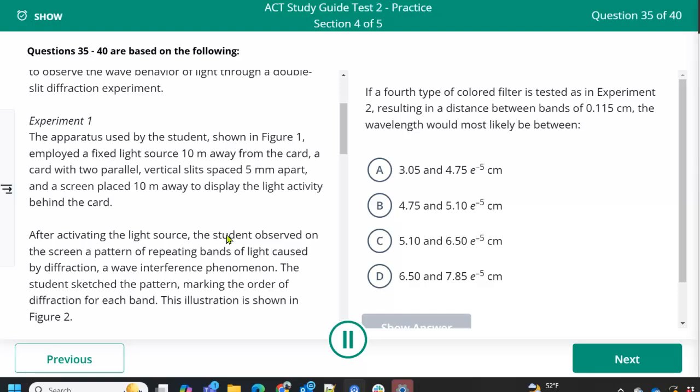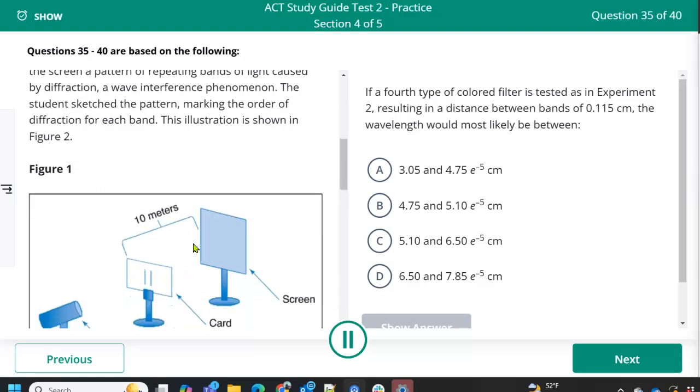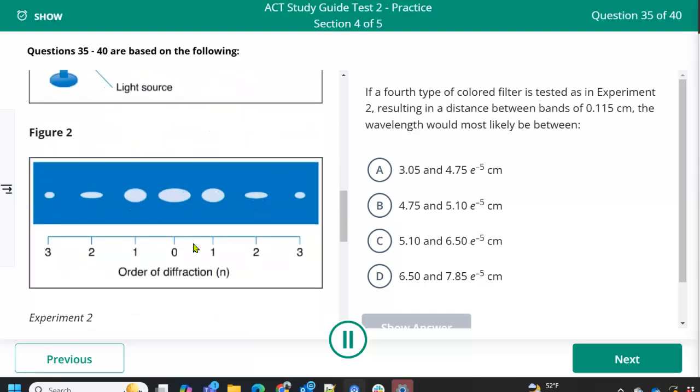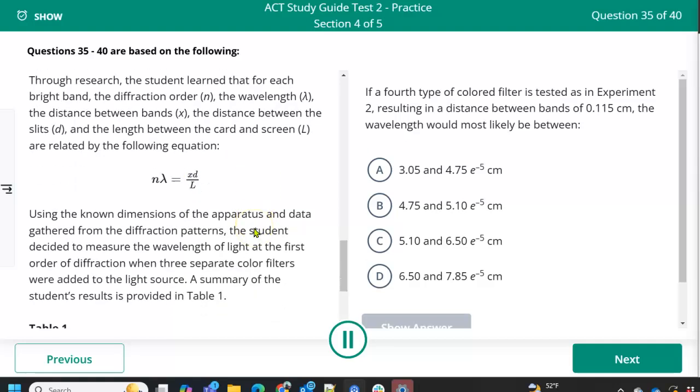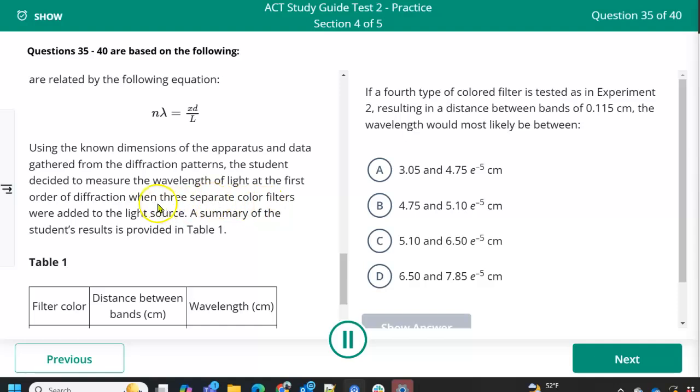Experiment 1. Actually, before we go to experiment 1, because this first question is on experiment 2, and the question is, if a fourth type of colored filter, where is experiment 2? The student is using 3 separate color filters, and we're talking about distance between bands. Distance between bands. All right.